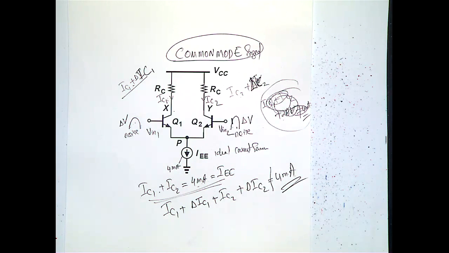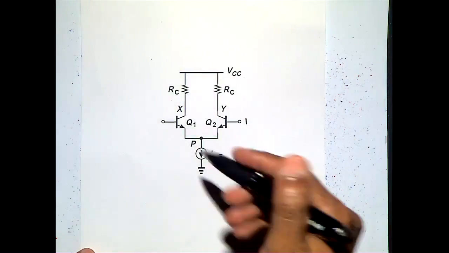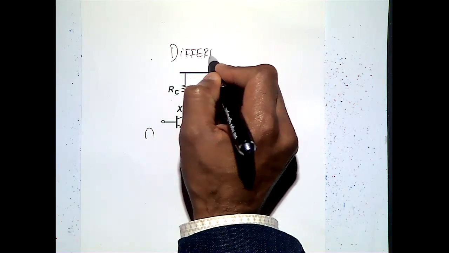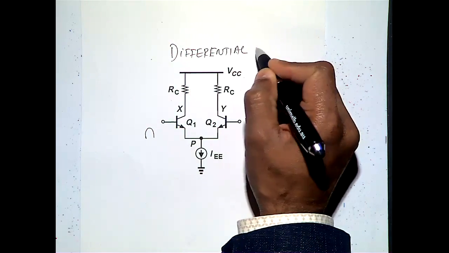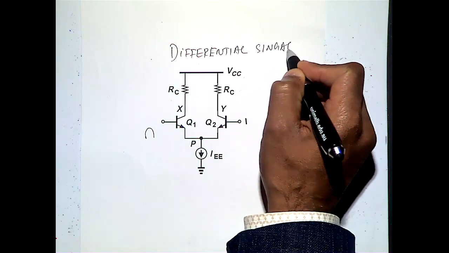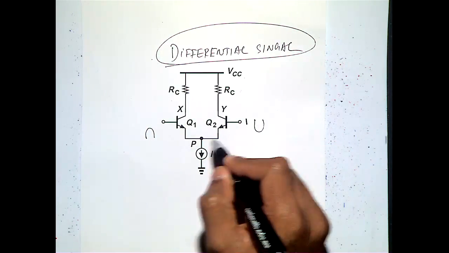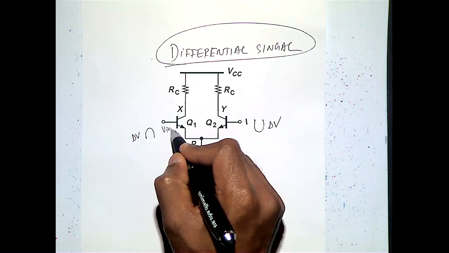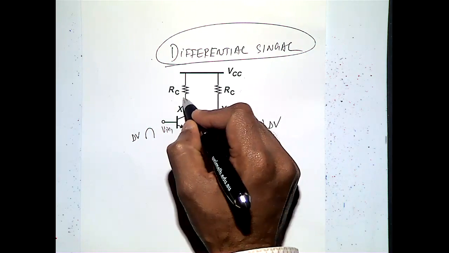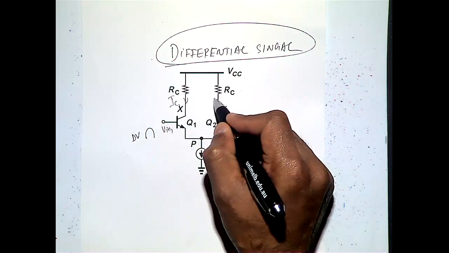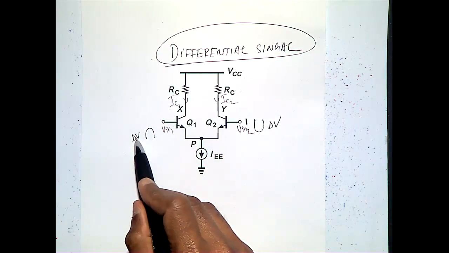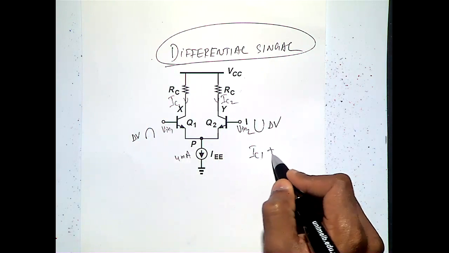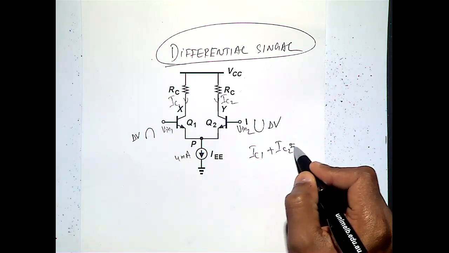Now I am going to look at the differential amplifier. So differential signal means here I am connecting delta V, here also I am connecting delta V but inverted. And then this is Vin1, this is Vin2, and then this is IC1, this is IC2. When you have delta V here, again this is 4 milliamps. Then IC1 plus IC2 equals 4 milliamps.